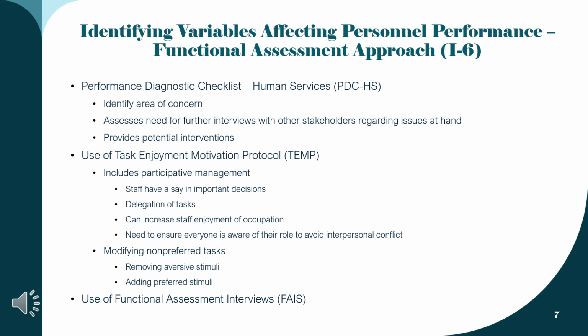Moving on to task list item I6, which is identifying variables affecting personnel performance, functional assessment approach. There are many different sources that can be utilized in doing this. One of those is the performance diagnostic checklist from the Human Services, which helps to identify areas of concern, assess the need for further interviews with other stakeholders regarding the issues at hand, as well as provide potential interventions for those issues.